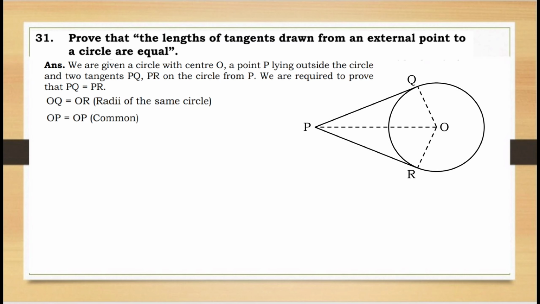Finally, for triangles OQP and ORP, we can write OP is common side to both triangles, OQ equals OR, and also angle OQP equals angle ORP. Therefore, we can say that triangle OQP is congruent to triangle ORP. Therefore, their corresponding sides are also equal. That is, OQ equals OR, OP equals OP, and also PQ equals PR. That is, the lengths of the tangents PQ and PR drawn from the point P to the circle are equal. Hence, PQ equals PR. This is the answer for this question.